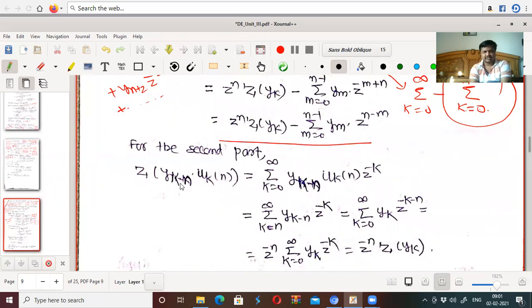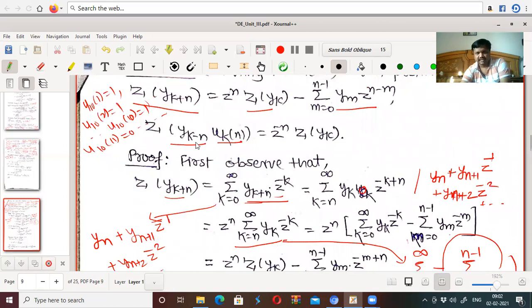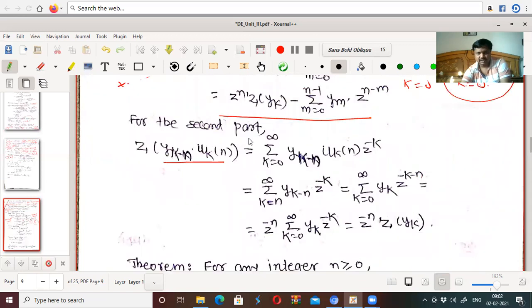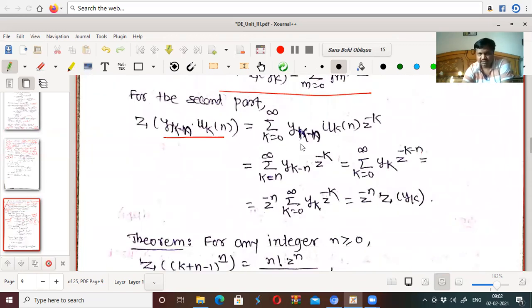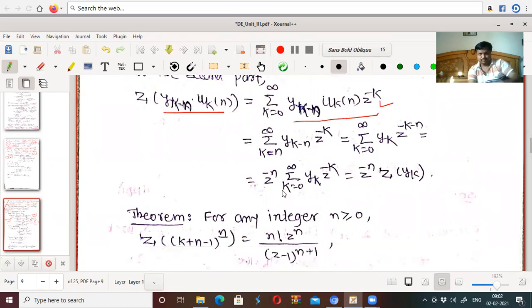Now for the second part, Z of y(k minus n) u(k minus n). Z of y(k minus n) u(k minus n) equal to summation from k equal to 0 to infinity y(k minus n) u(k minus n) into z raised to minus k, that is, upon z raised to k. Now again, see here, k from 0 to infinity, y(k minus n) u(k minus n) z raised to minus k. Now k from 0 to infinity is replaced by k equal to n. What will happen?